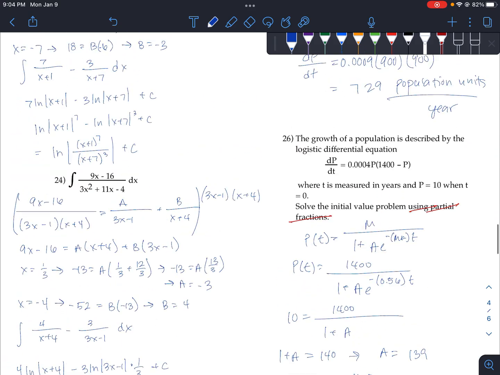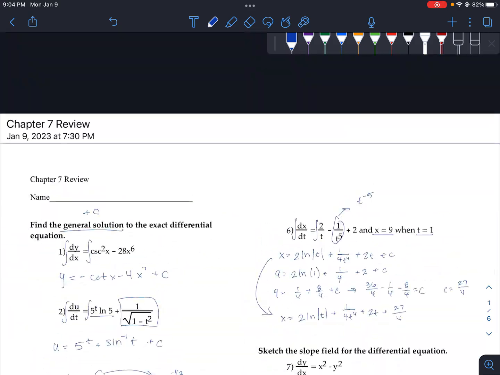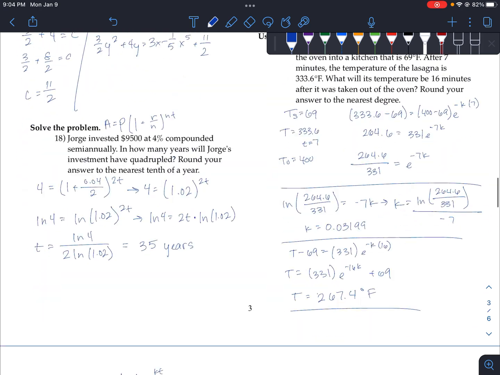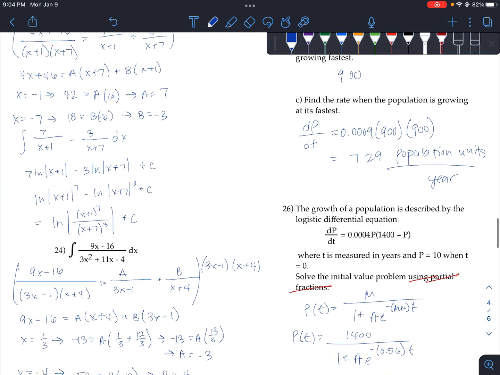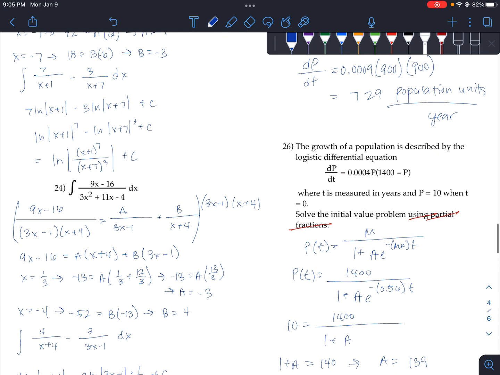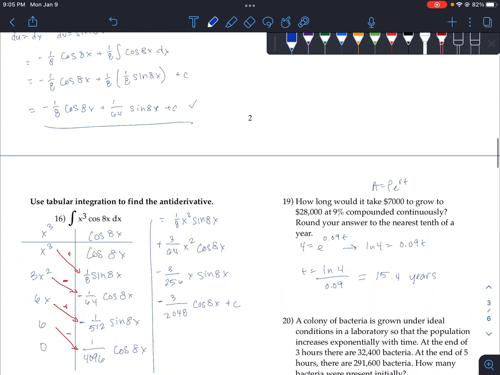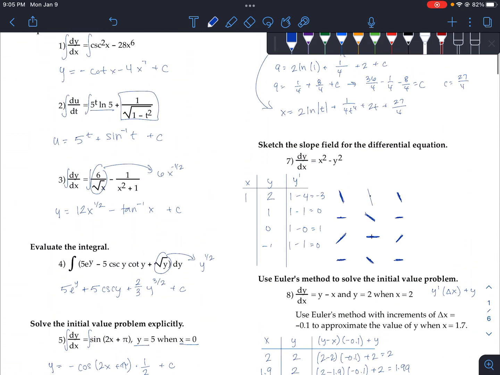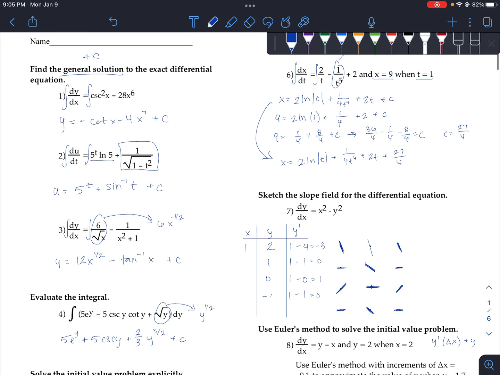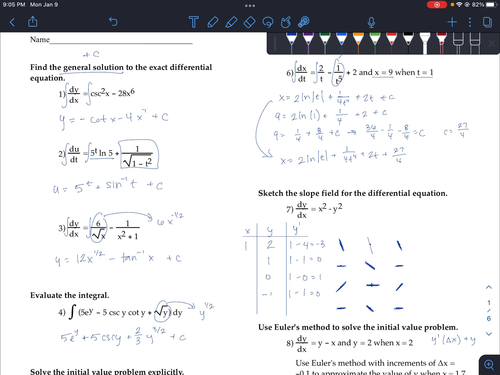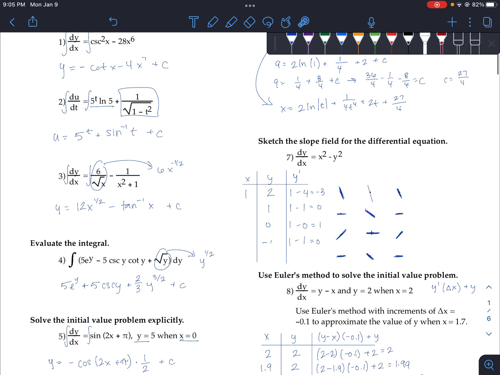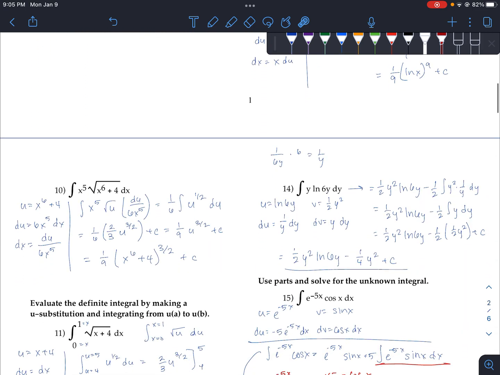Okay, that should be everything for this review. I know it's a kind of lengthy review. I'm not going to have this many questions on the test. I just wanted to make sure that you guys got as much antiderivative practice as possible. So I would expect any type of these questions to come up on the test, just not all of them.